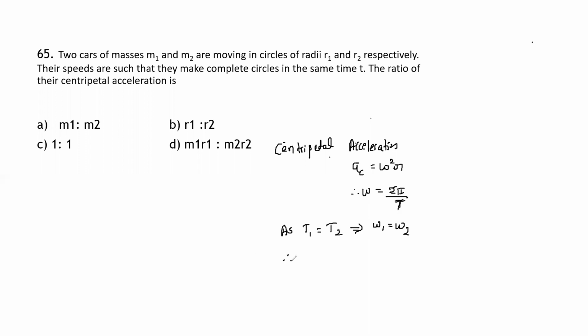So we can write A1 divided by A2 is equal to R1 divided by R2. Why? Because centripetal acceleration is equal to omega square into R. Omega, we are saying, is the same for both cars, omega 1 and omega 2. Therefore it becomes R1 divided by R2. That is, option B is the correct option. R1 is to R2. Option B is the correct option here.